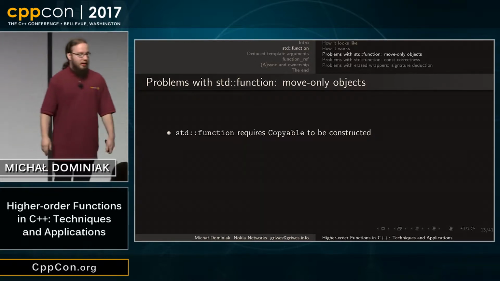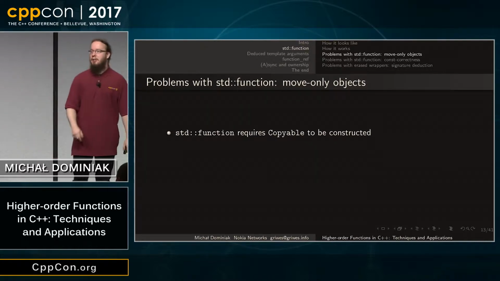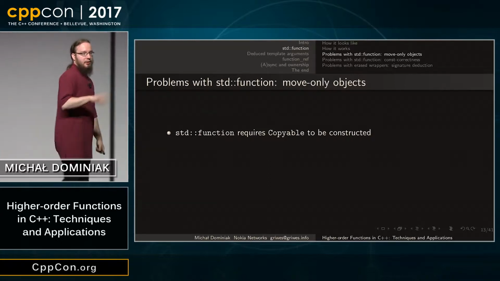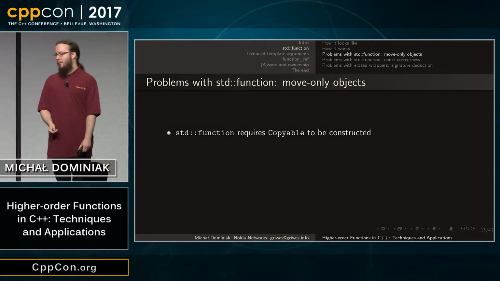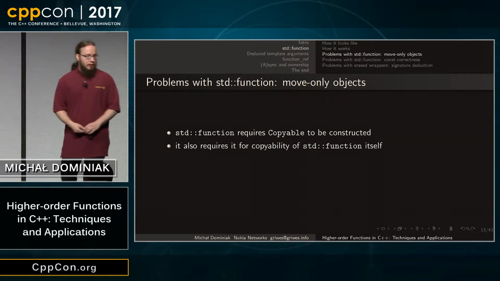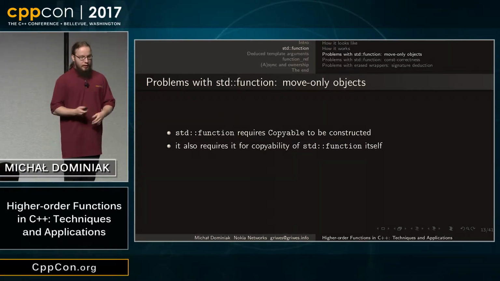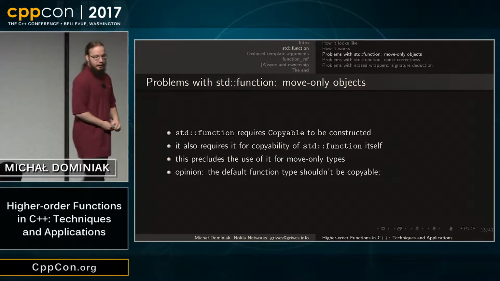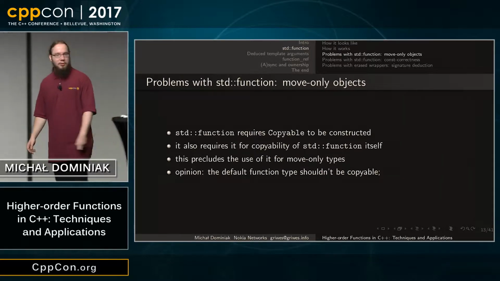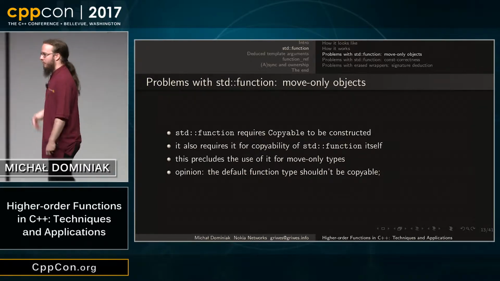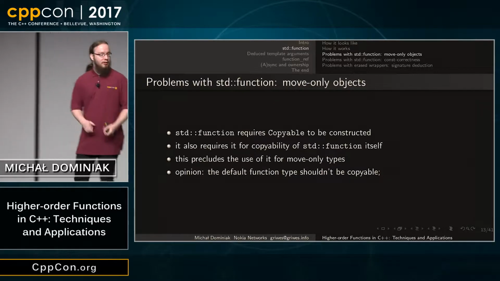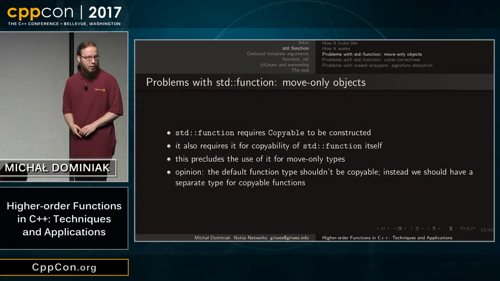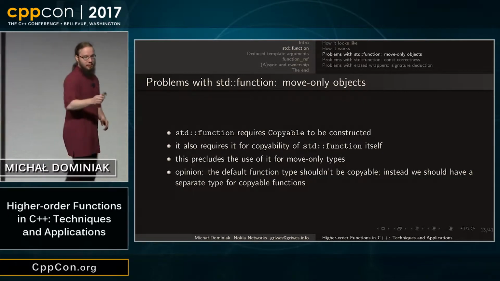So there are some problems with standard functions. First of all, it requires that the thing that we hide behind it is copyable. Because the type erasure thingy actually also has a clone function or something like this, because function has a copy constructor, so everything that we pass into it has to be copyable, which is not optimal. So we cannot actually hide move-only types behind a standard function. So my opinion here is that standard functions shouldn't be copyable, and we should have something else, called something else, that actually is copyable. This ship has unfortunately sailed. I have the paper mentioned later. All right. There's actually a paper that helps with this.